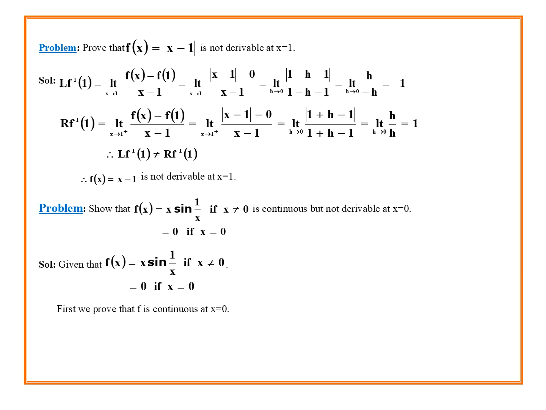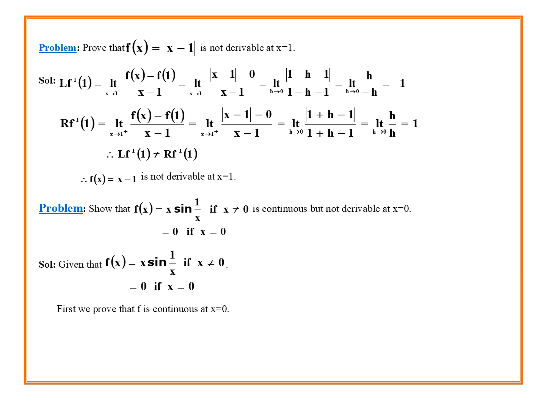Now we are finding the right hand derivative. R f dash at 1 is equal to limit x tends to 1 plus of f of x minus f of 1 by x minus 1. Limit x tends to 1 plus of mod x minus 1 minus 0 by x minus 1. That is equal to limit h tends to 0 of modulus of 1 plus h minus 1 by 1 plus h minus 1.